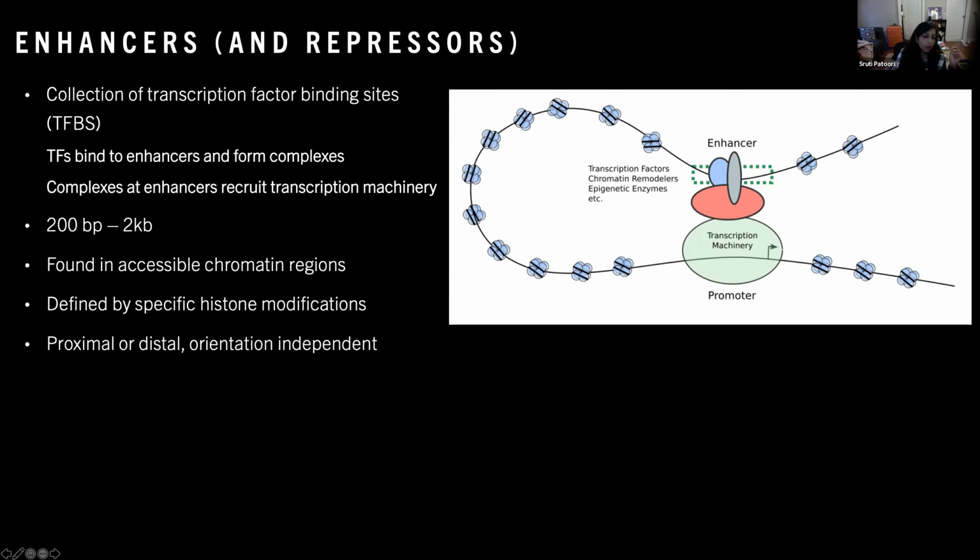And one really cool feature is that an enhancer, as compared to a promoter, is orientation independent. So a promoter is supposed to canonically have the same 5-to-3 orientation as the gene that it's regulating. An enhancer does not necessarily need to.